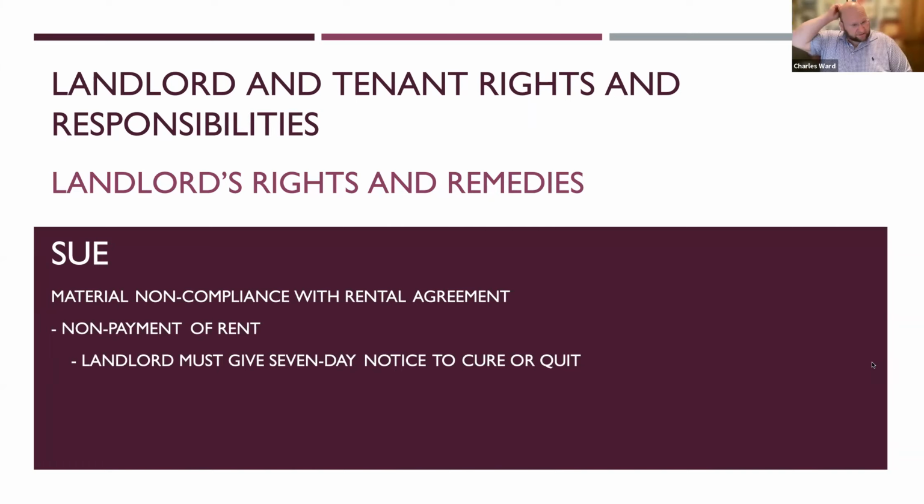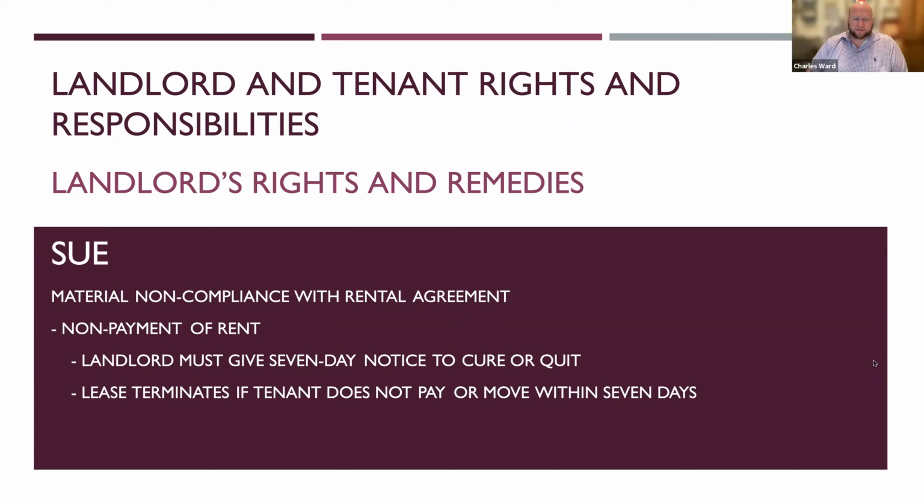For non-payment of rent, the landlord must give a 7-day notice to cure or quit. Basically, the landlord has to post a notice. And again, I'm not going to go too far into what a notice to quit actually has to contain or not contain, because we have a separate training on that very topic. But generally, the first time a tenant misses the rent payment, they have an opportunity to cure the problem. Basically, they have 7 days to fix the problem and pay rent. Otherwise, they also have notice that they need to get out. The lease automatically terminates if the tenant doesn't pay or move within 7 days. Of course, the landlord can re-up the lease if they can come to some kind of arrangement on the rent.